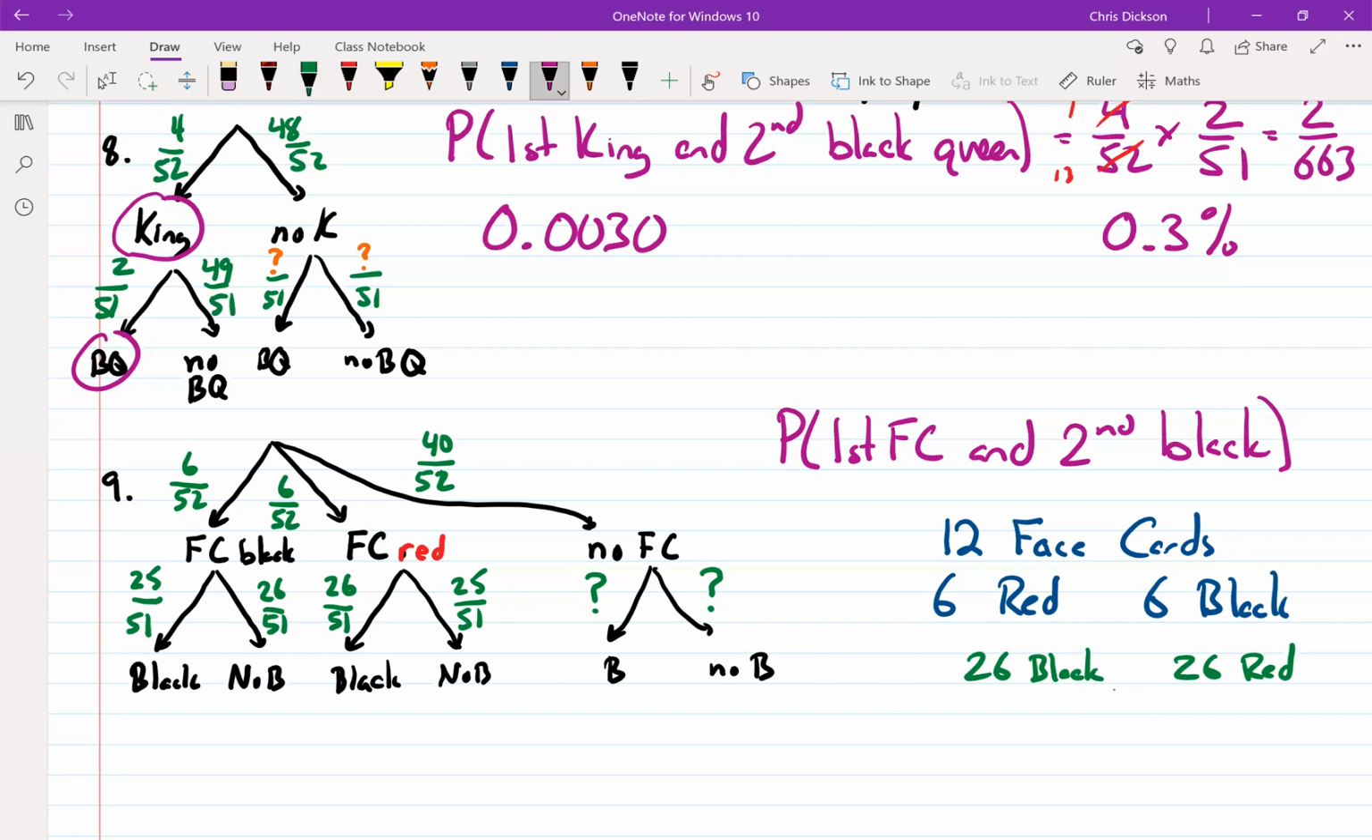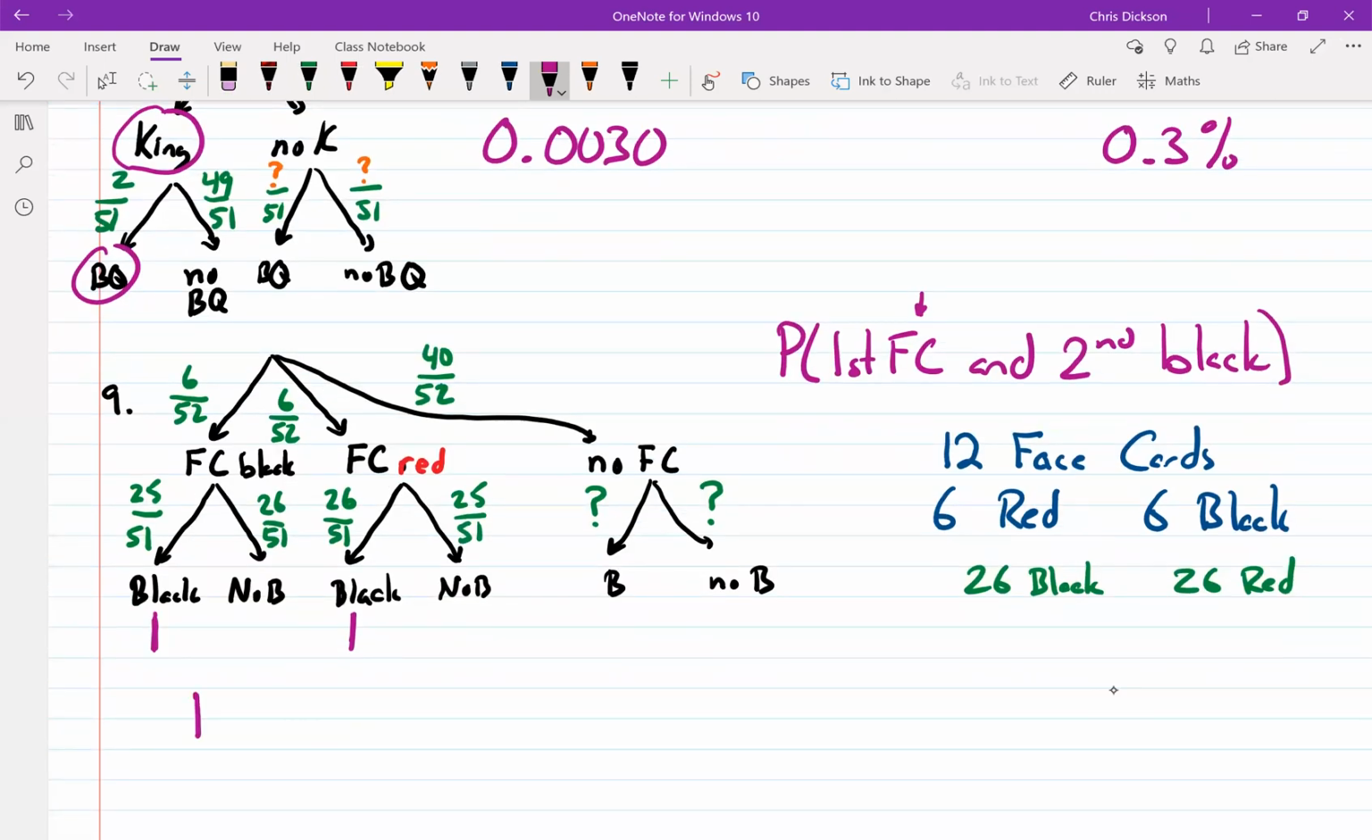So what we're looking for is a face card that's black. Face card, and the second one is black, and then a face card that is red, and a second card being black. Because all we really want to know is a face card for the first one. So it could be red or black. Could be the hearts and the diamonds, or it could be the clubs and the spades. And then the second card has to be one of the cards that is black. So we actually have 2 outcomes here.